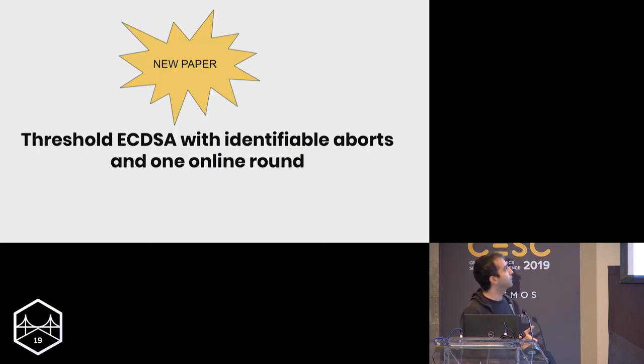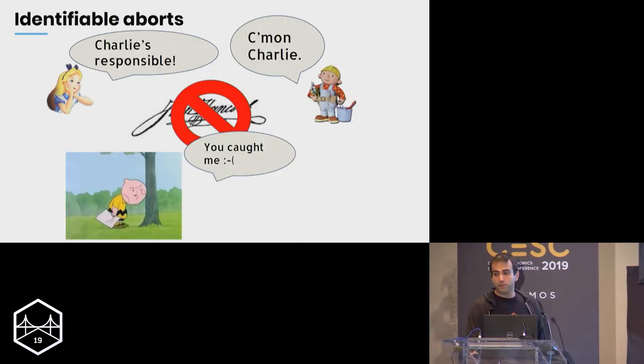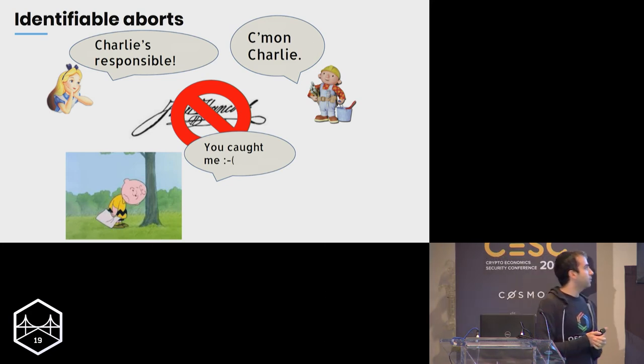So we have a new paper, and this is the main result that I'm announcing today, which is threshold ECDSA with identifiable abort and one online round. And what does that mean exactly? Well, it means, first of all, you can do identifiable aborts. So if Charlie sends the wrong message, Alice says, hey, I can go ahead and look at the protocol transcript, and we modify the protocol slightly. I can look at the protocol and say, hey, Charlie's responsible, and Bob's disappointed, and Charlie's really sad because everyone caught him.